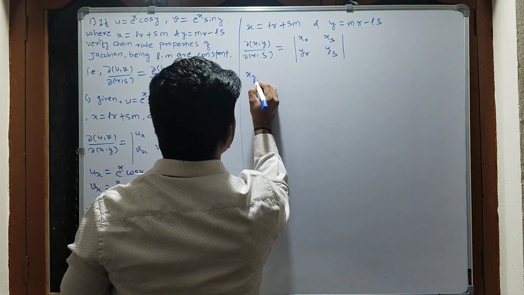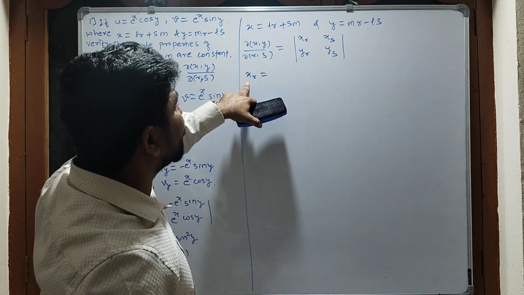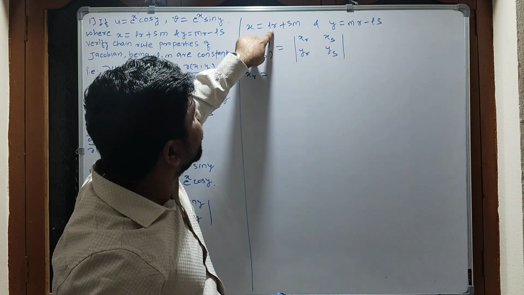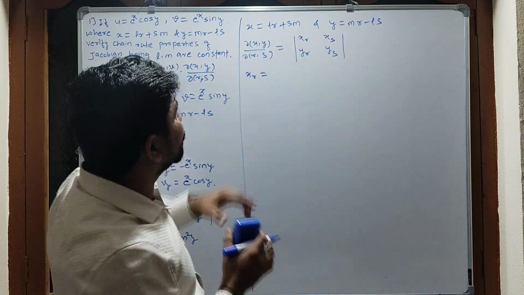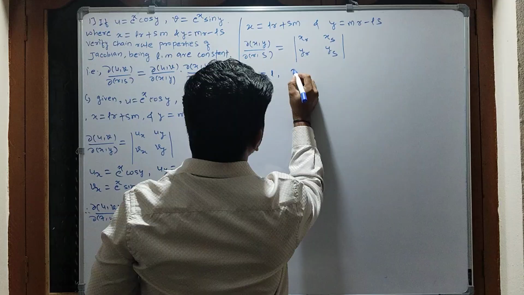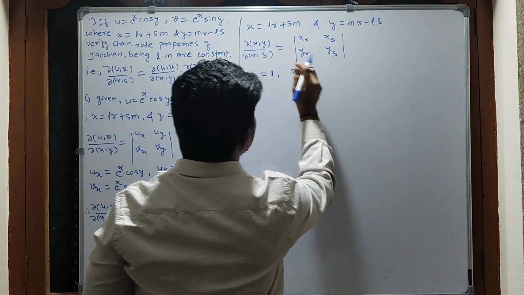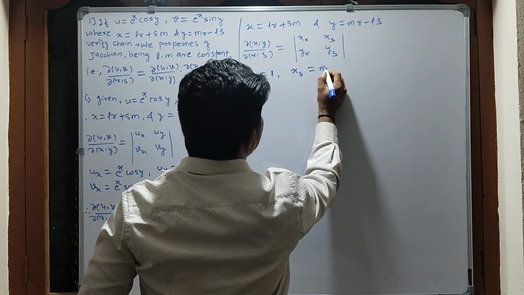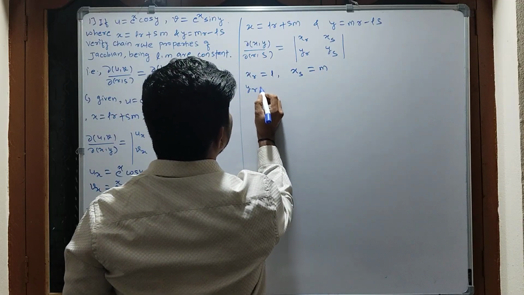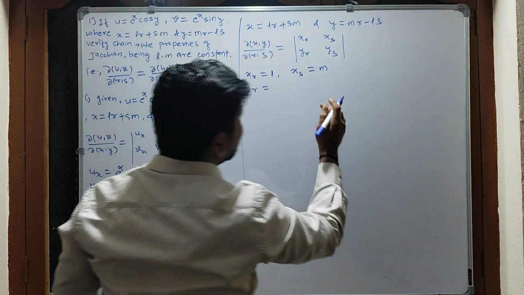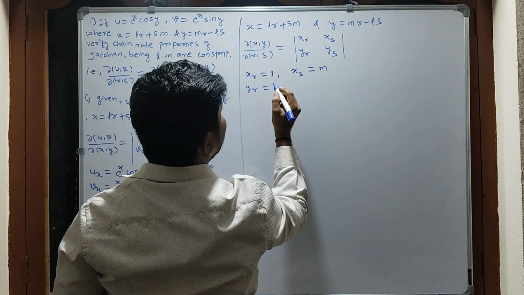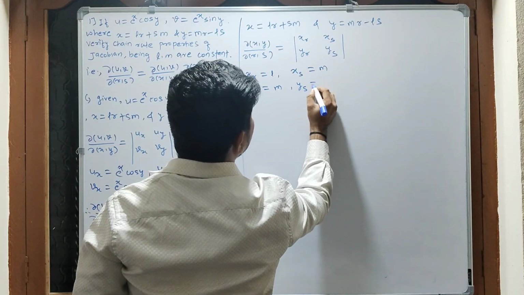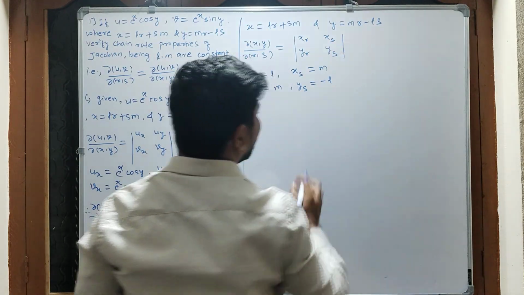Here xr is the partial derivative of x with respect to r. The partial derivative of this function, Lr plus Sm, with respect to r: this is constant, so it is simply L. The partial derivative of x with respect to s: this term is completely constant, and Sm with respect to s is simply m. The partial derivative of y with respect to r: this is my mr minus Ls, so this is completely constant, and it is simply m. And the partial derivative of y with respect to s is equal to minus L, since this is my constant term.